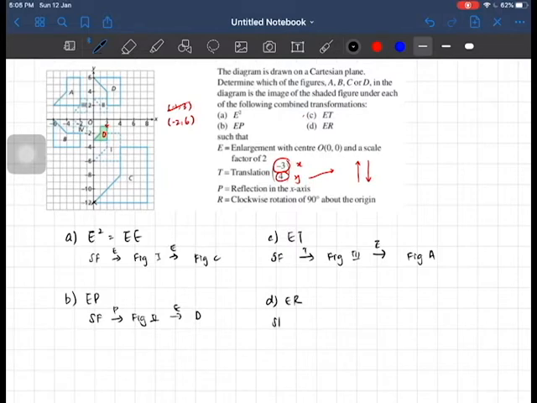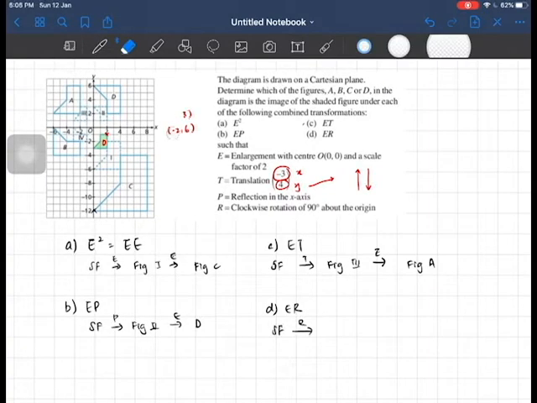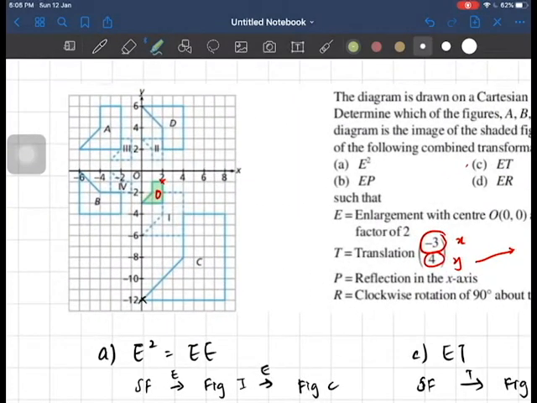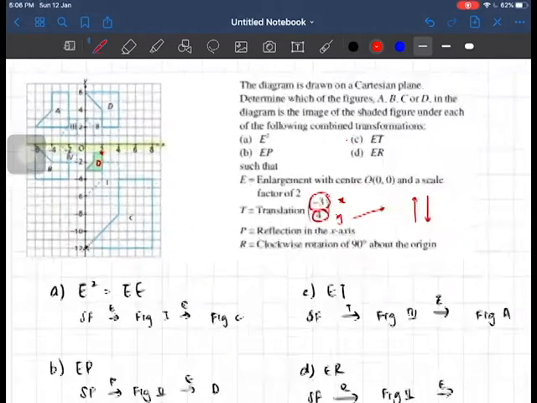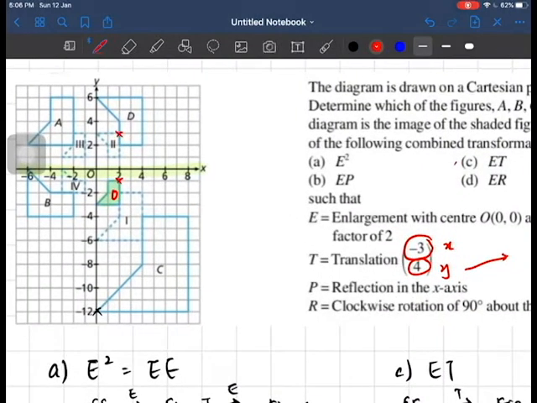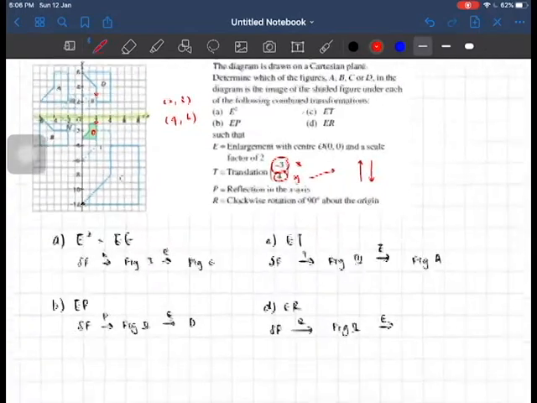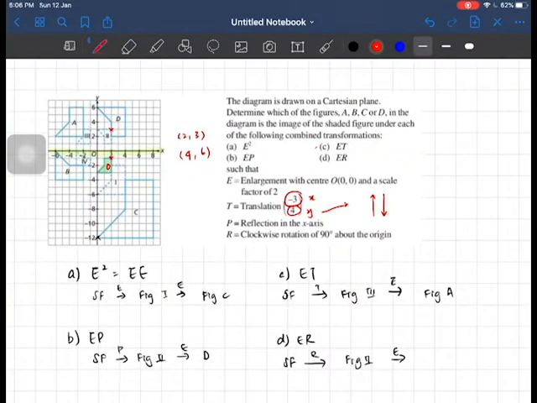ER. So what's R? R is reflection in the x-axis. Reflection in the x-axis, which is this. This is the x-axis, and which means I'll get figure 2. And then E. Again, we'll use the same way. I'll just pick this point. That's right, and it's 2, 3. Multiply that by the scale factor, which is 2. And 4, 6. 4, 6 is here. So that will be my final image, which is D.